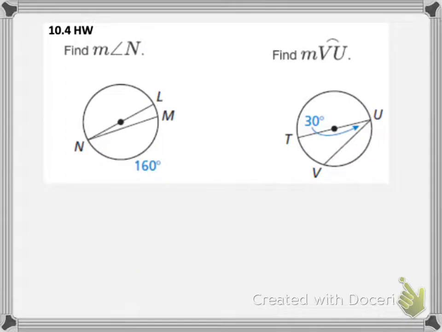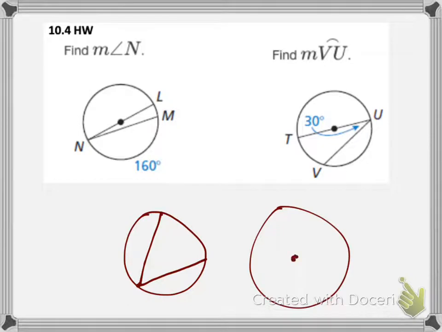Moving on to 10.4, these are called inscribed circles, or inscribed angles. Inscribed angles sit on the circle, whereas central angles sit on the center of the circle. So inscribed angles are half of its arc, and the arc is 2 times the angle, whereas a central angle and its arc are congruent.